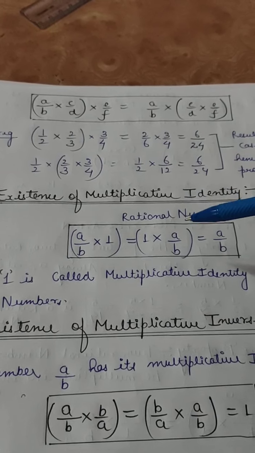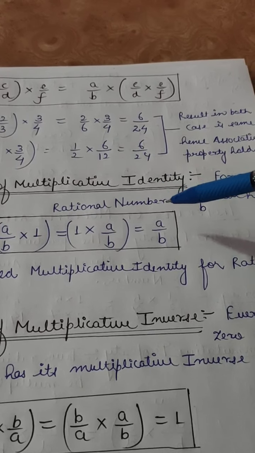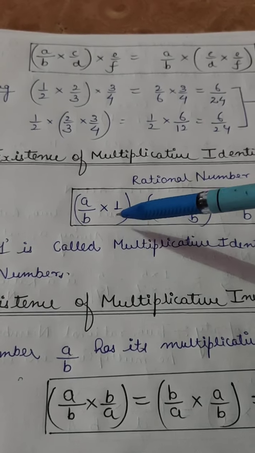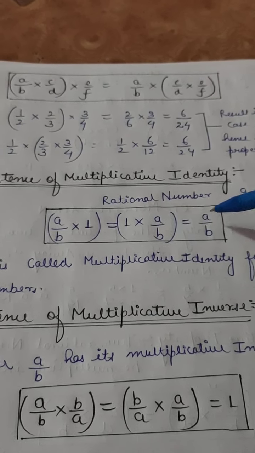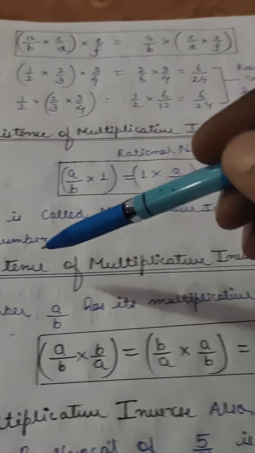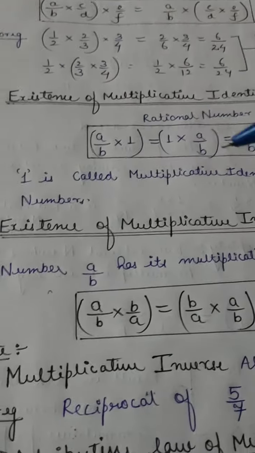The fourth property is existence of multiplicative identity. What do we mean by multiplicative identity? If we multiply any rational number by 1, the result is the same rational number. Hence 1 is called the multiplicative identity for rational numbers.